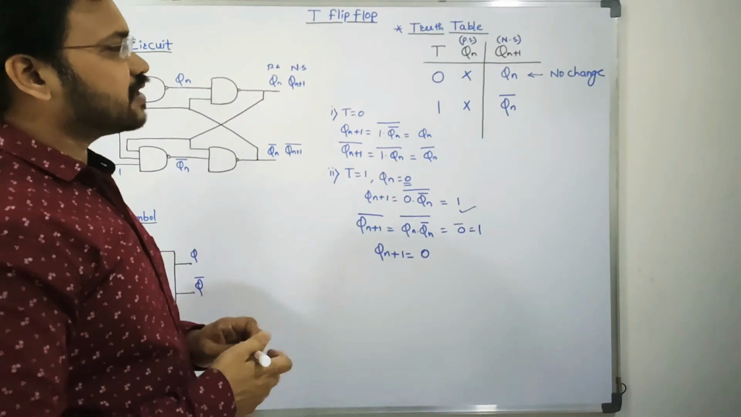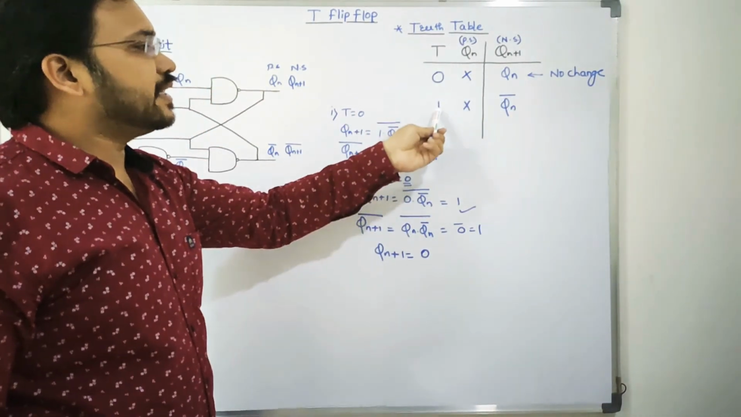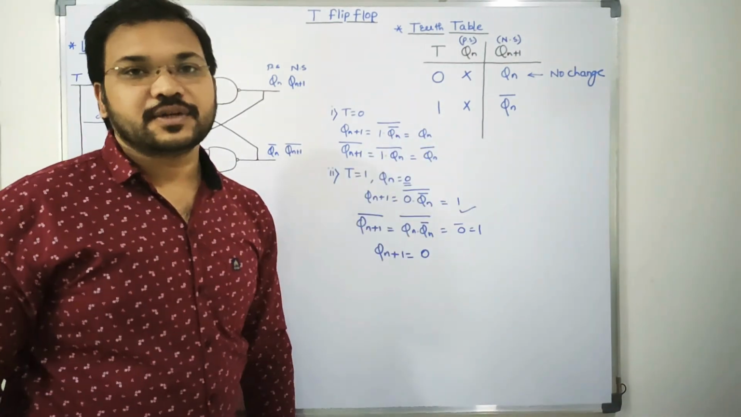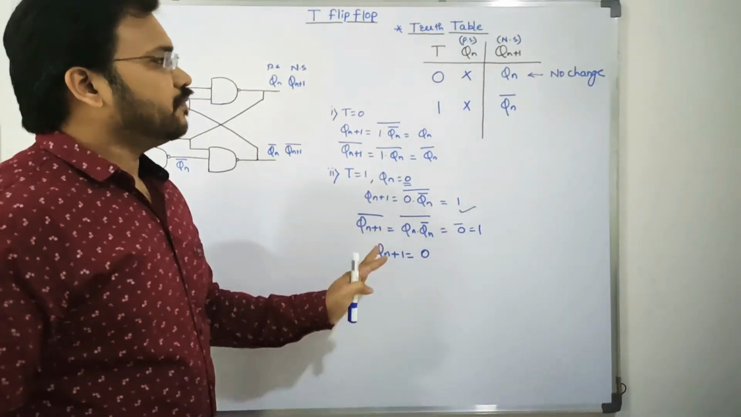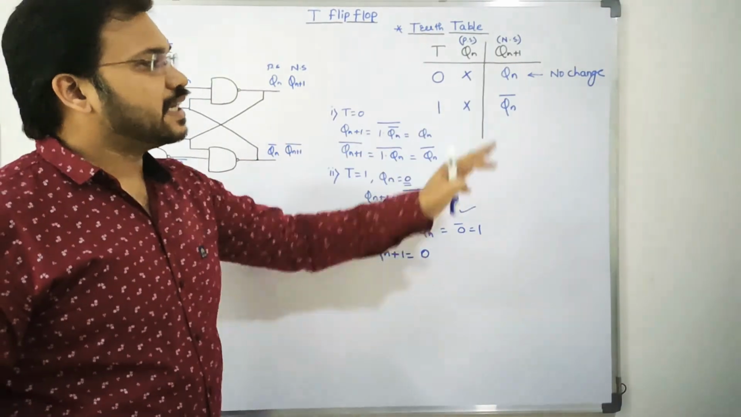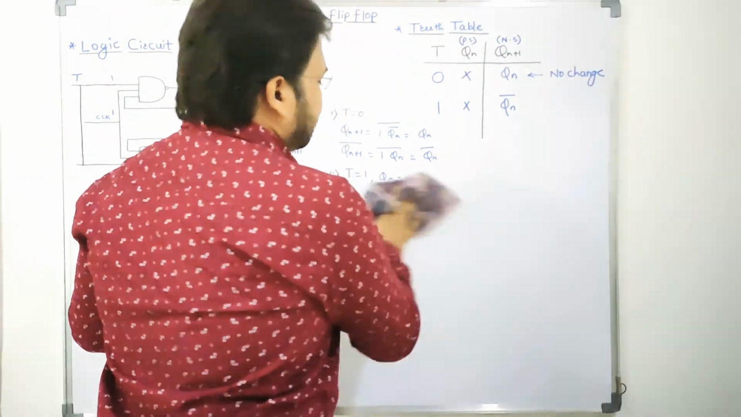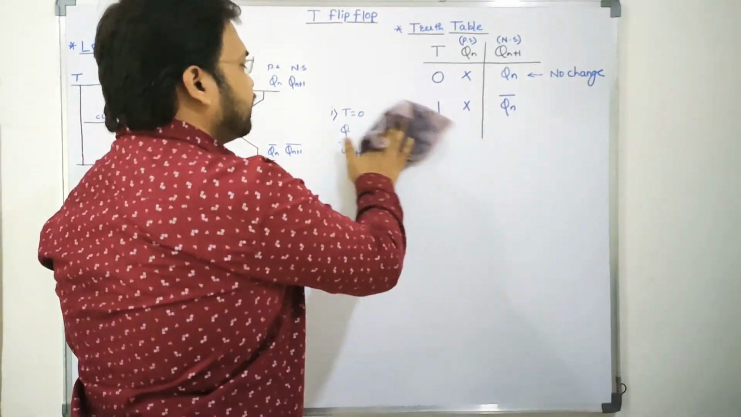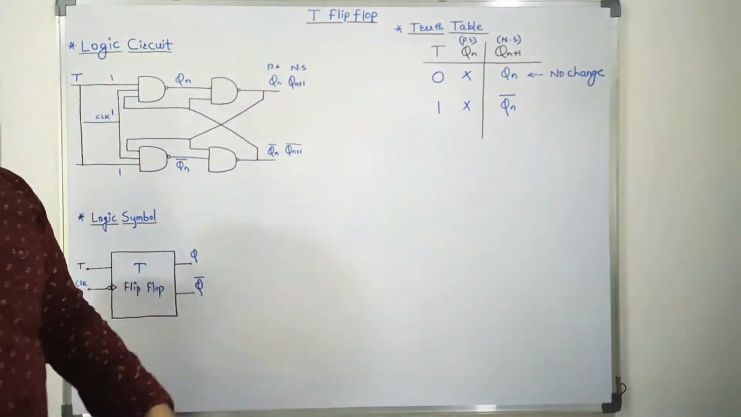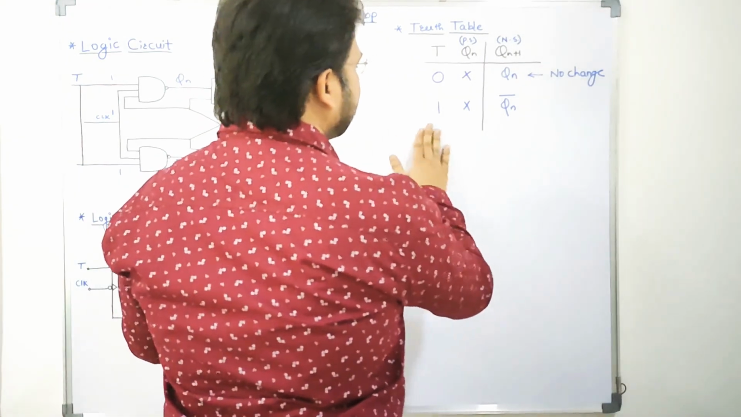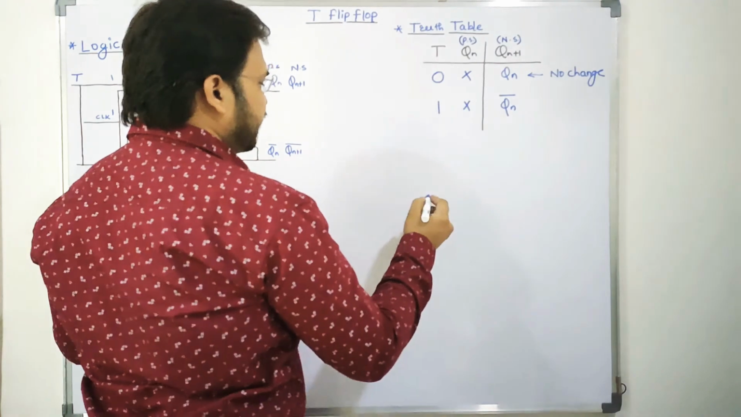So from this discussion we can say that when t is equal to 0, we have Qn, and when t is equal to 1, we have Qn bar. So this is the calculation for that particular truth table. Next, we can modify this truth table. How we can modify this truth table, as we have T, Qn and Qn plus 1.